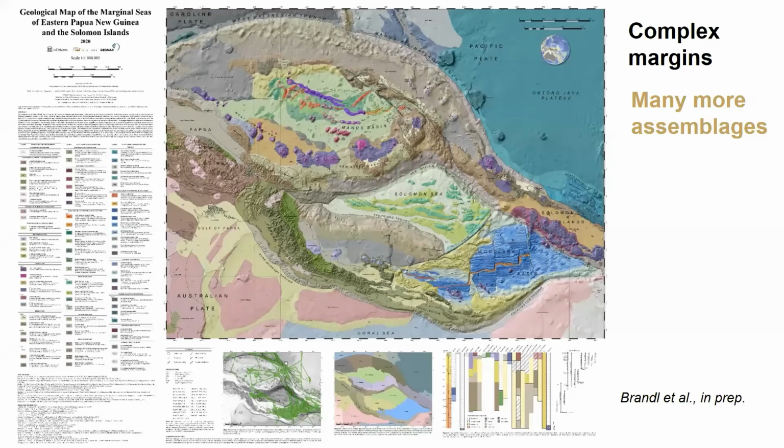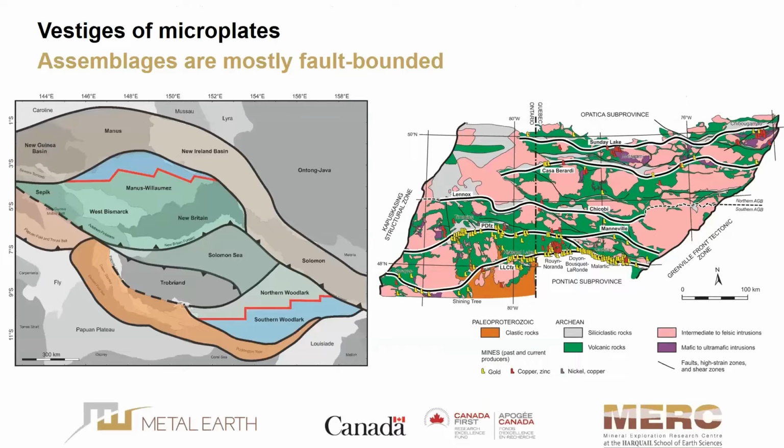The first thing you notice from that map is that there are many more assemblages here than even in the Lau Basin. I think as many as 38. And unlike the Lau Basin, where the assemblages are mainly in a stratigraphic context, here the assemblages are mostly fault bounded. In fact, everything that is mapped here is really just a fragment or a vestige of a microplate trapped between PNG and the Ontong Java Plateau.